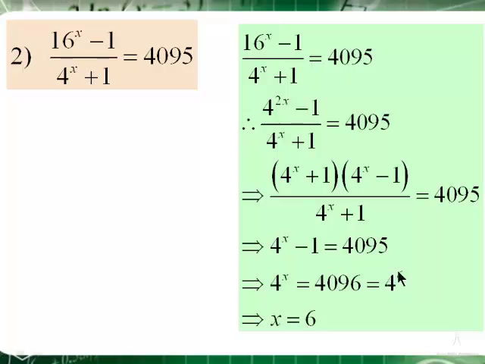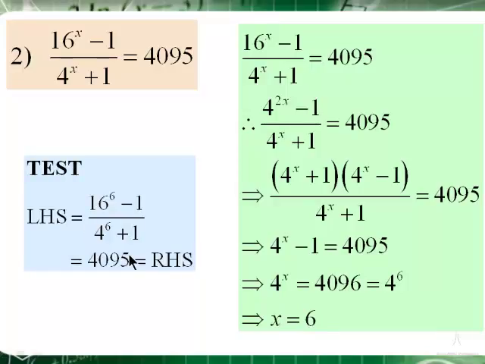4096 can be written as 4 to the power 6, so therefore clearly x must be equal to 6. You could, of course, instead of working with the base 4, have worked with the base 2, and you'll end up with exactly the same answer.